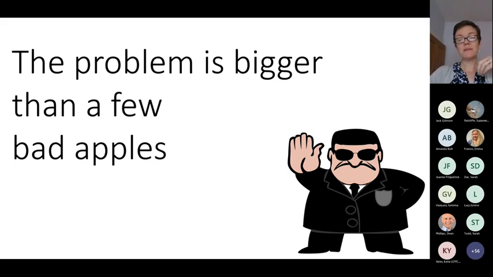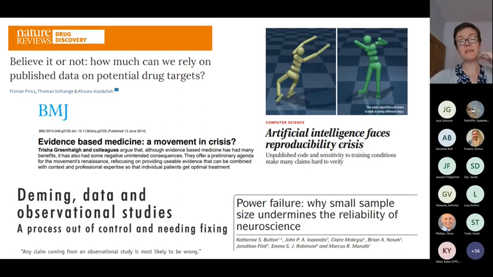The case I want to make, though, is that while fraud is terrible and we should fight against it, I actually don't care about fraud. I think there's a much bigger problem with the quality of our research, and I think it's systemic. So this is my slide. Whatever field you're in, if you're an academic, whatever field you're interested in, you put the name of that field and reproducibility crisis into Google, and you will find a load of papers.